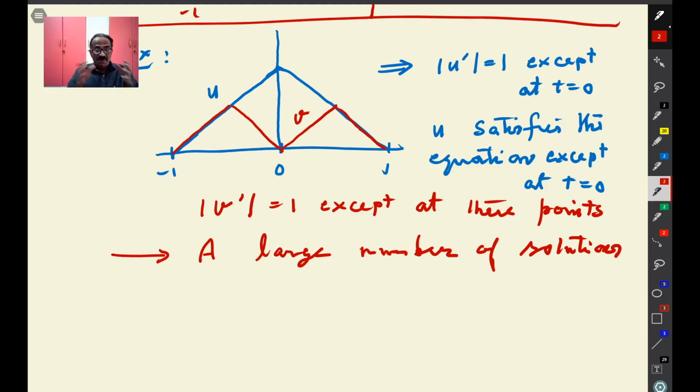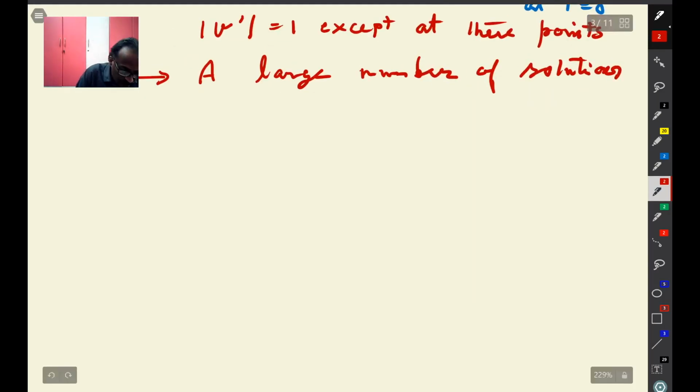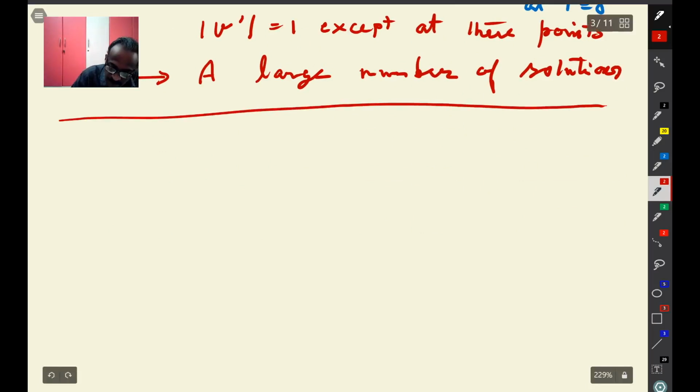You see, the moment you try to relax a little bit on the concept of a solution, you are immediately getting a solution. So the existence is available, but it's possible that you may lose uniqueness. So let me now look into an example 2. So let's look into another example.